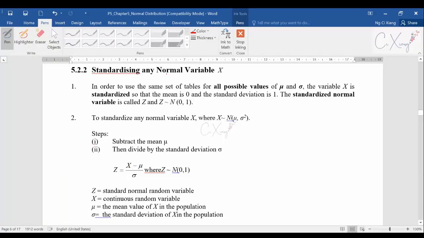For the video today, we are going to discuss how to standardize the normal variable x to become z, and also how to apply it to application questions. For the previous video, we already learned how to find the probability from a table. In all the examples we tried in the last video, the variable we had was z, like z smaller than 3, z smaller than 1.5, and so on.